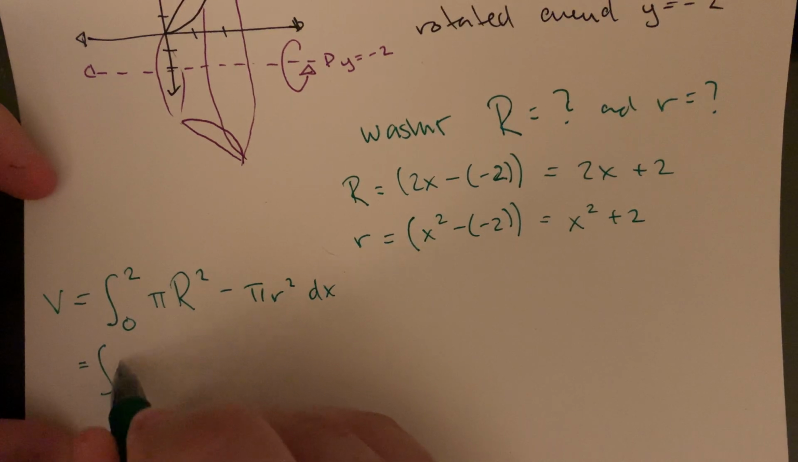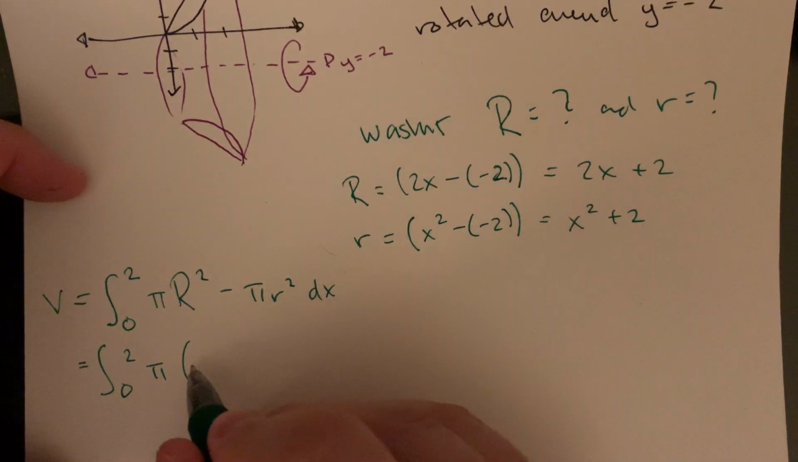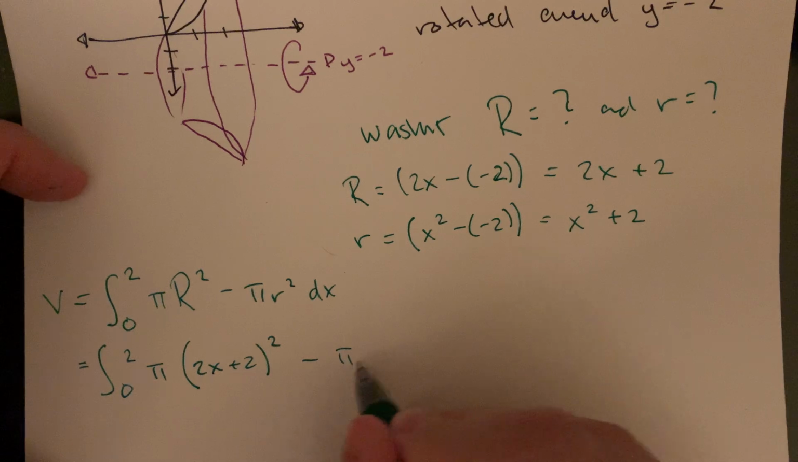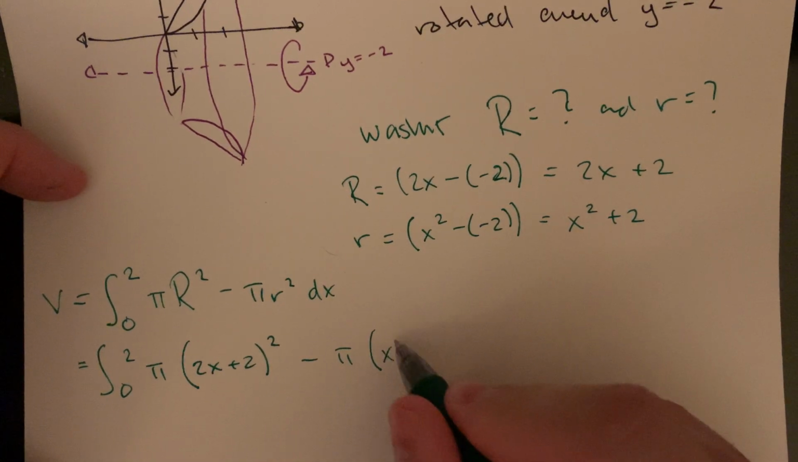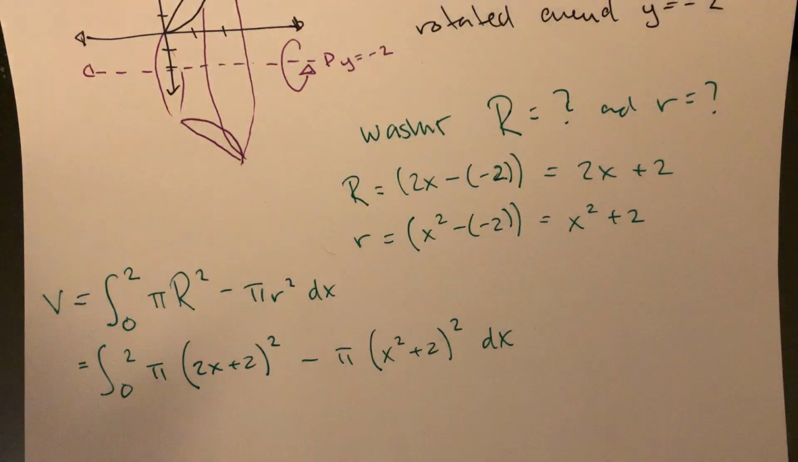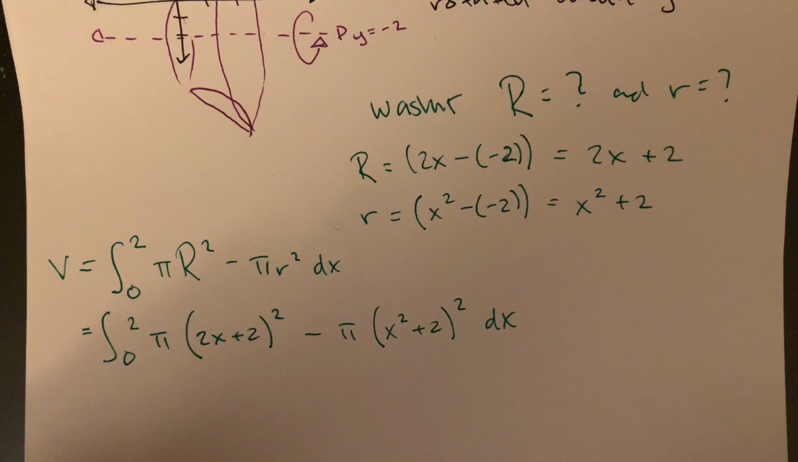So that's going to run 0 to 2 pi. So my big R is the quantity 2x plus 2, quantity squared, minus pi times my little r, which would be x squared plus 2, again quantity squared. And these are dx. Those can be just FOILed and expanded, right? But that's the basics of the setup.